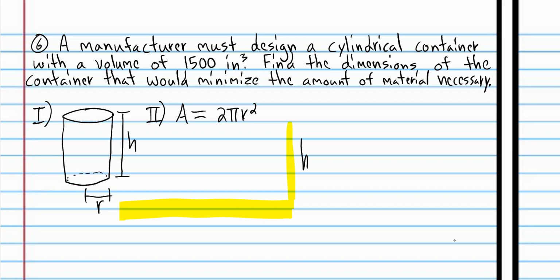But that's the circumference of the circle. Circumference is 2 pi r. So if you unravel it, you get this big old rectangle. And obviously the area of a rectangle is length times width.